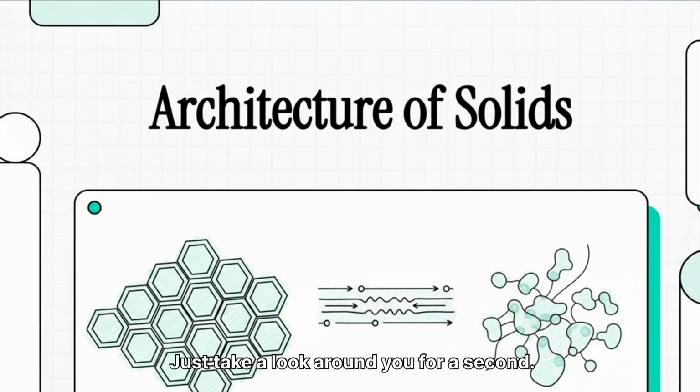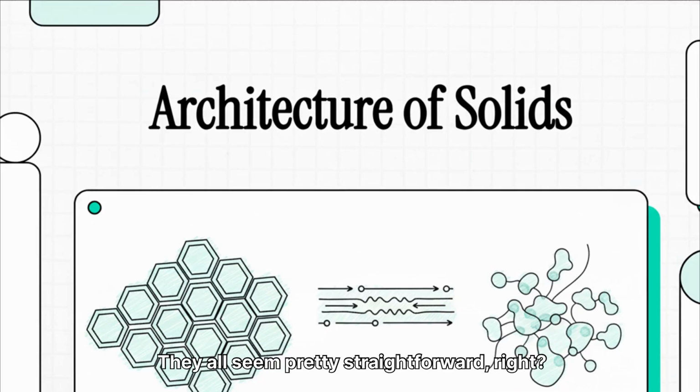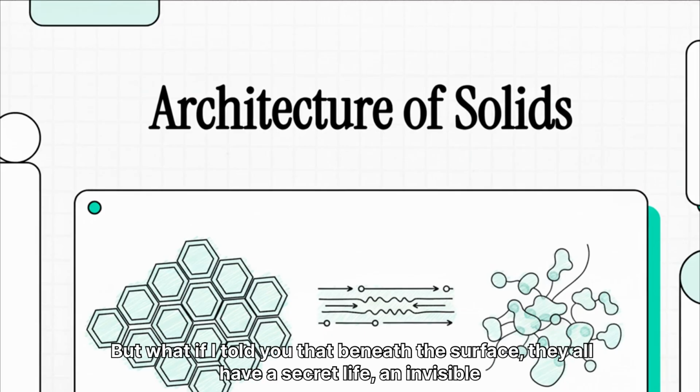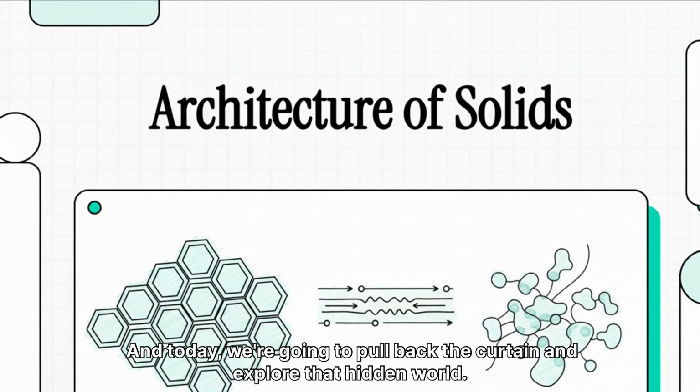Just take a look around you for a second. That glass on your table, the metal in your phone, the plastic of your keyboard, they all seem pretty straightforward, right? But what if I told you that beneath the surface, they all have a secret life, an invisible architecture that dictates literally everything about them? And today, we're going to pull back the curtain and explore that hidden world.